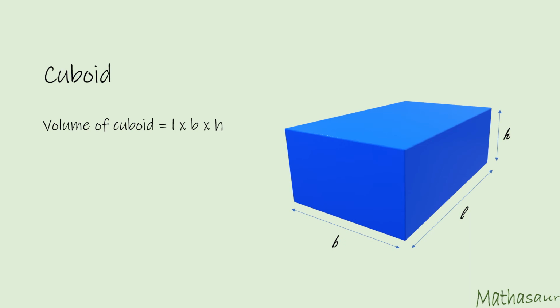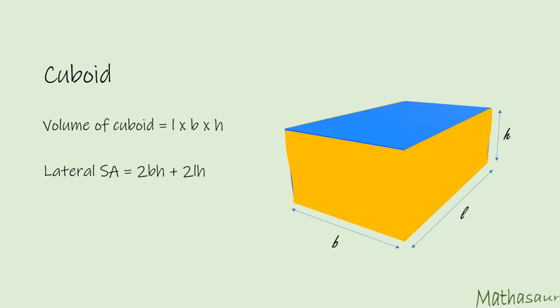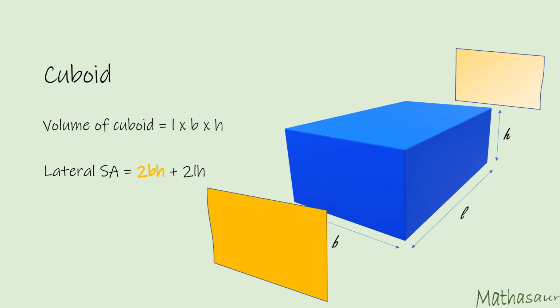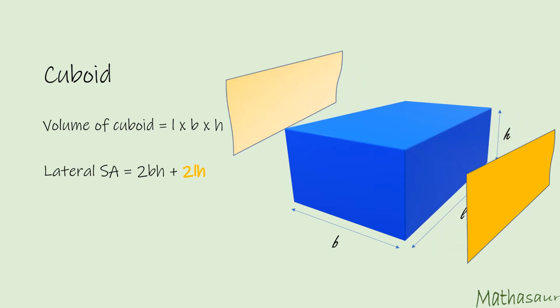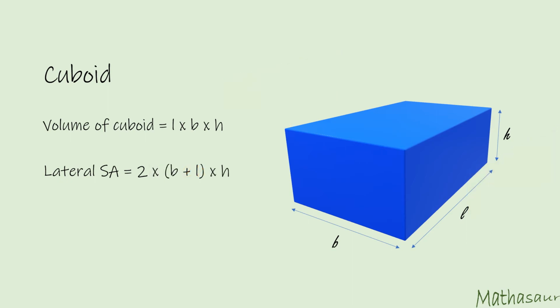Let us recap. The volume of cuboid is L into B into H. How about the lateral surface area? The lateral surface area is represented by the walls of this cuboid. 2 times BH, which is these two rectangles, plus 2 times LH, which is these two rectangles. Take 2 and H common and write it as 2 times B plus L times H.